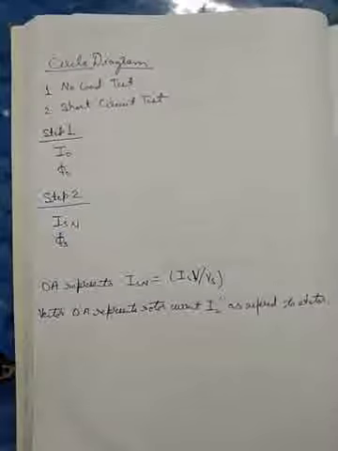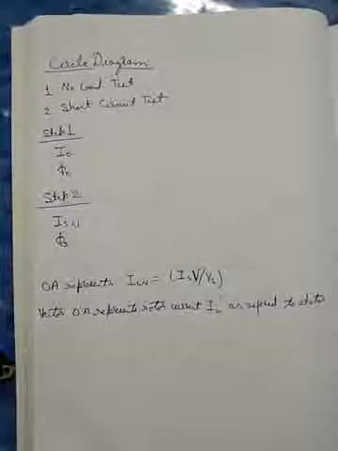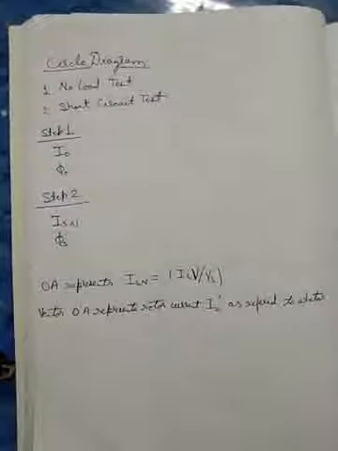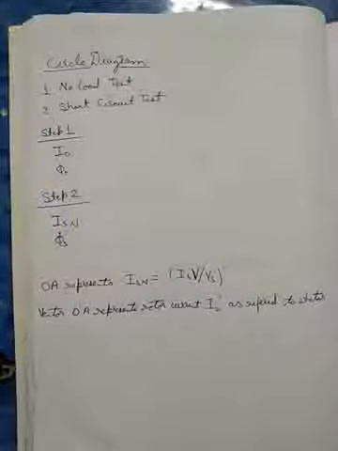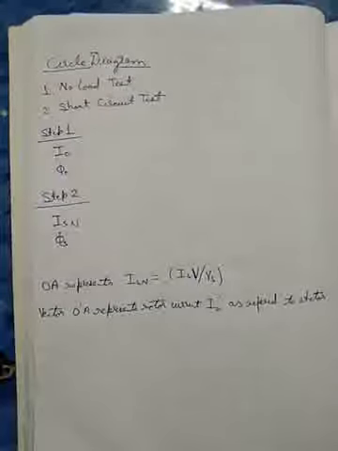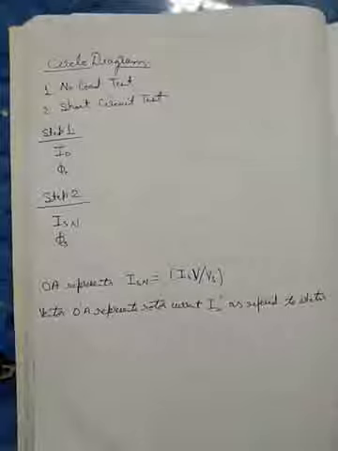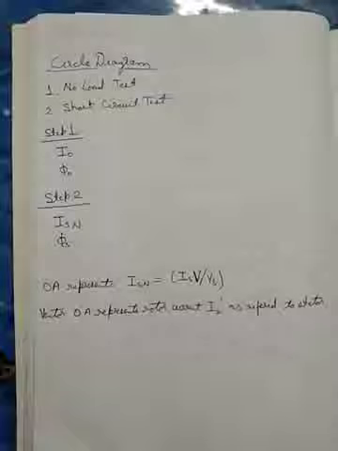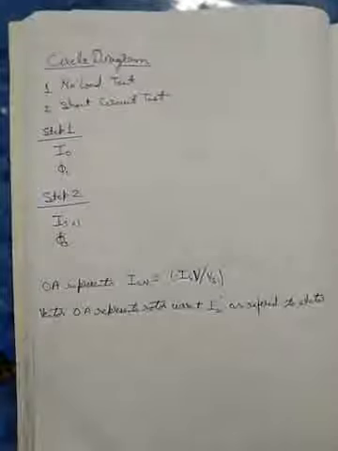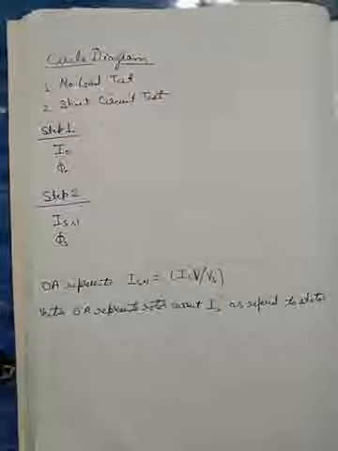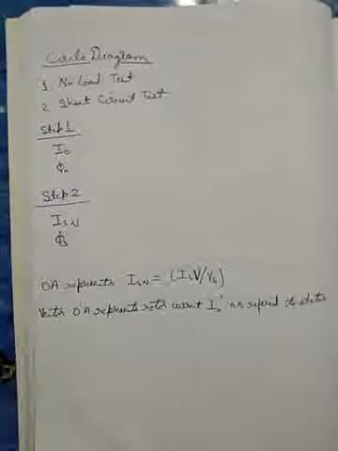Till now we studied the no load test of an induction motor and the short circuit test of an induction motor. The no load test is basically used to find out the core losses of an induction motor, and the short circuit test, which we also call the blocked rotor test, is used to find out the copper losses. Now the circle diagram of an induction motor is very useful to study its performance under all operating conditions.